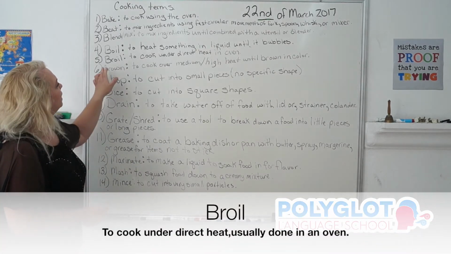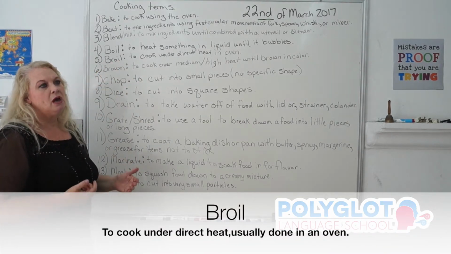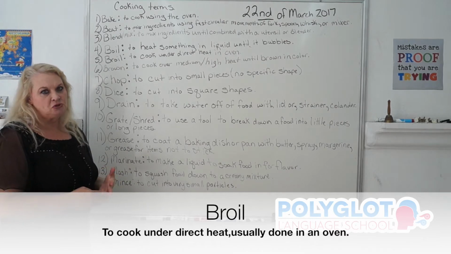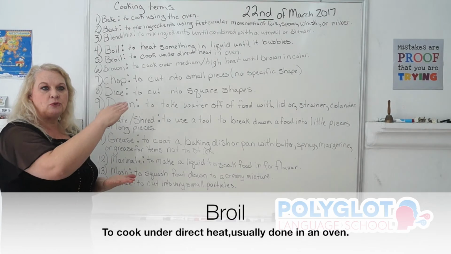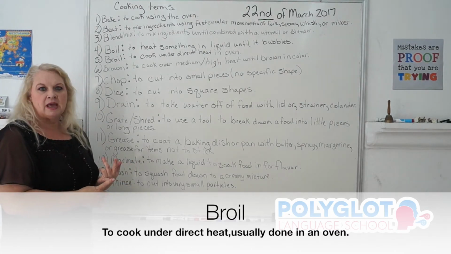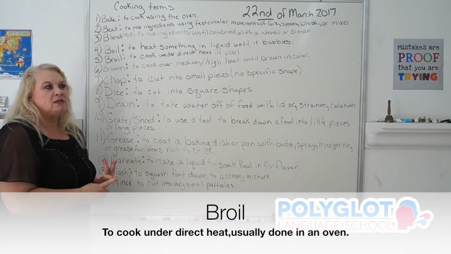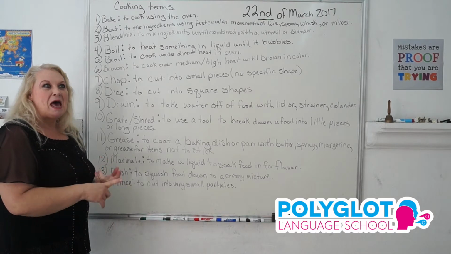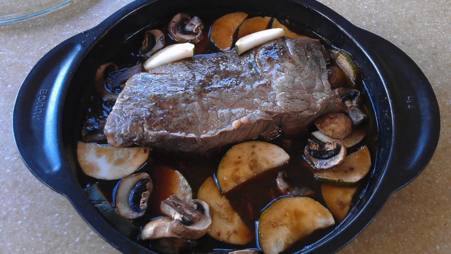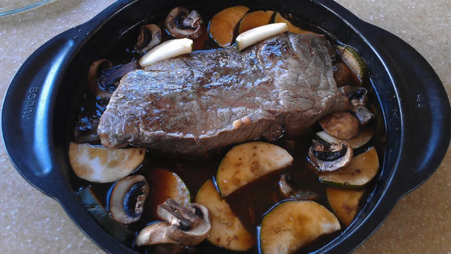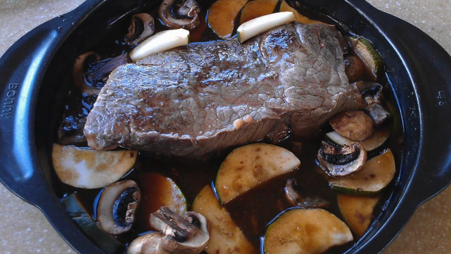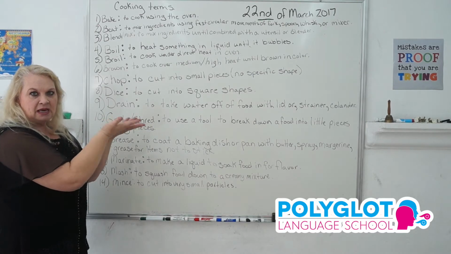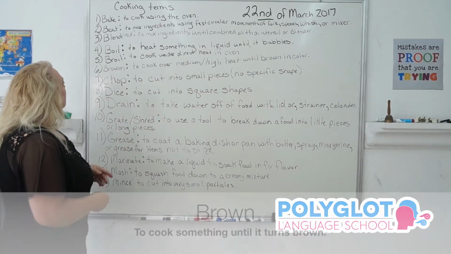Broil. Broil is to cook under direct heat. It is usually done in an oven with the heat above the food. We broil steaks. We broil some vegetables. Usually it's meat items, and those are things, like I said, done in the oven on the top rack because you have the heat right above you.